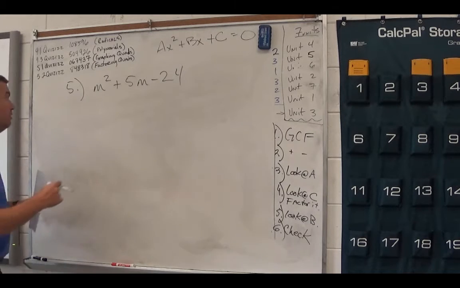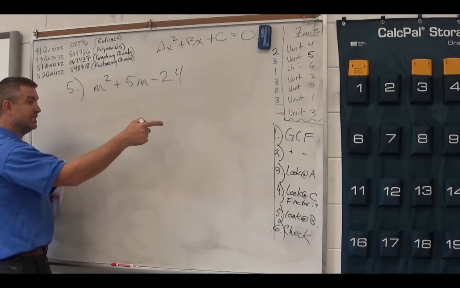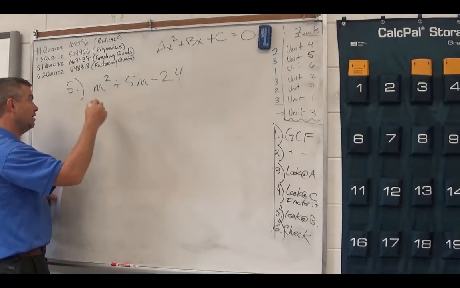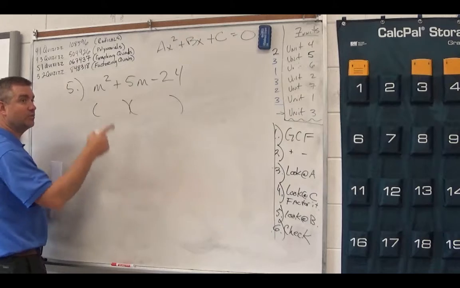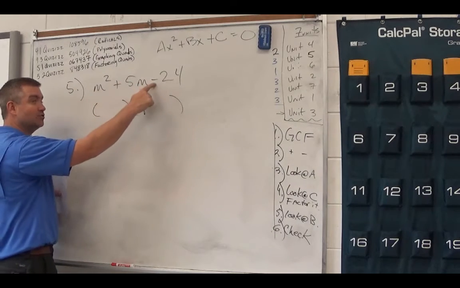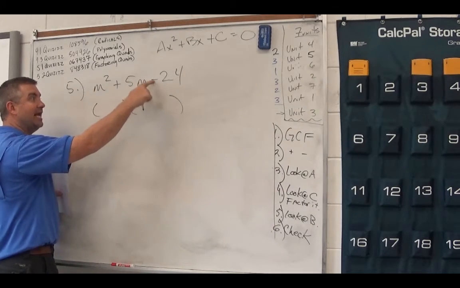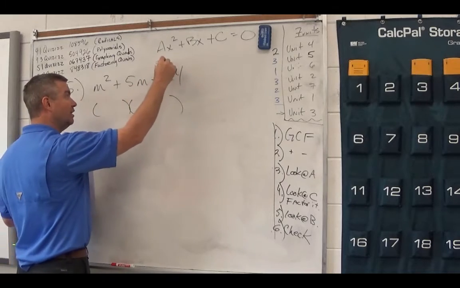Okay, so here we go. First step, GCF. Is there a GCF? No. So we put our parentheses like this. We look at our signs. This is where our eyes go first. If this symbol is negative, what does that tell me?